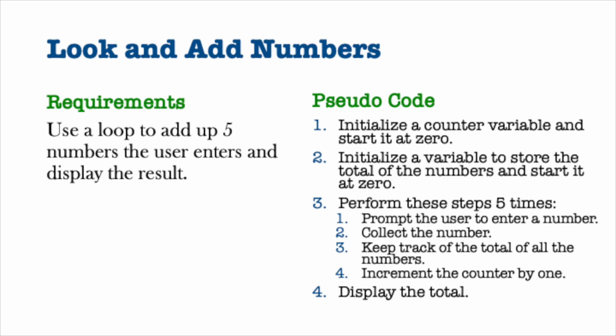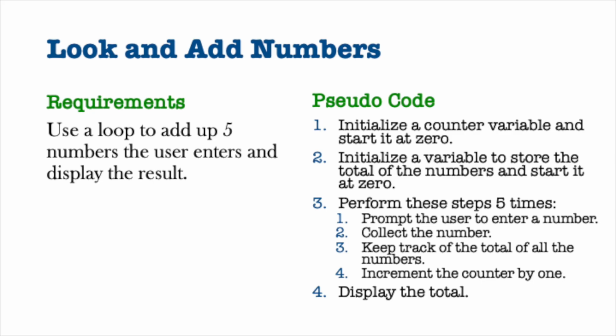First, we need to initialize our counter variable, right? We have to declare it and we have to set it to 0. And then we also need to do the same thing for total, which is something we'll use to calculate the total. And we need to set that to 0 as well.